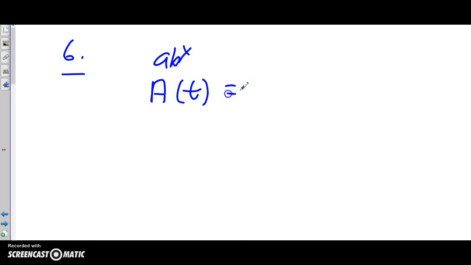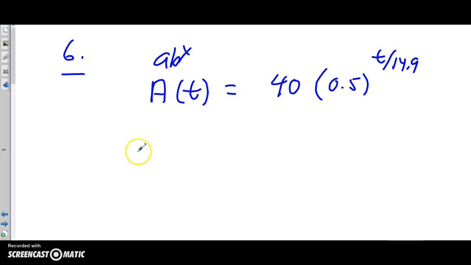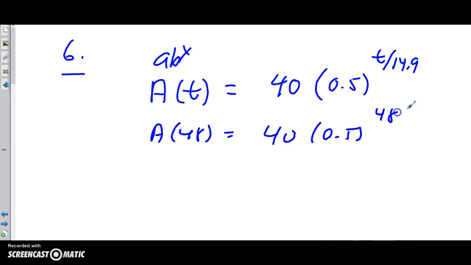So let's set this up. I have 40 grams, so that's what I start off with. It's a half-life question, so my base is 0.5, and then my exponent is T over my half-life, in this case 14.9 hours. So when we go through this question now, if you want to figure out how much is left in 48 hours, that's just A at 48. So you go 40 times 0.5, and then 48 divided by 14.9, and then you put that into your calculator, and you get 4.3.